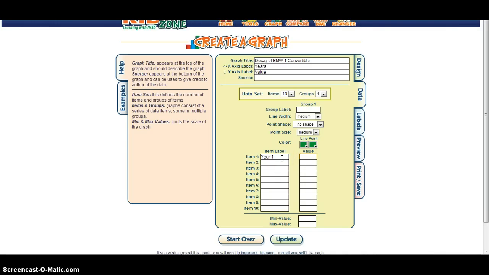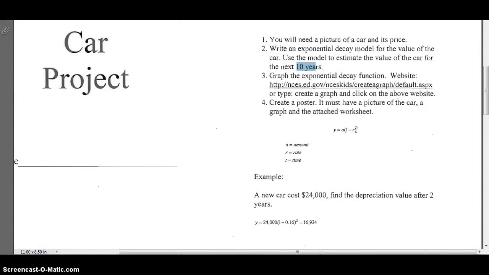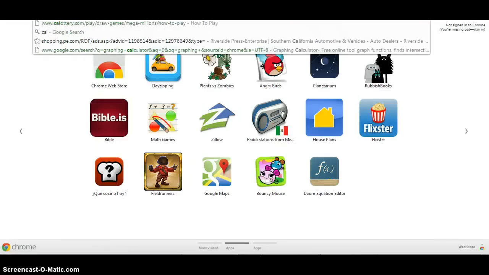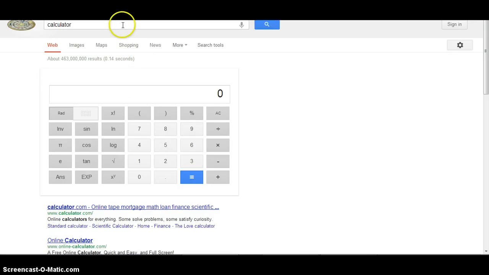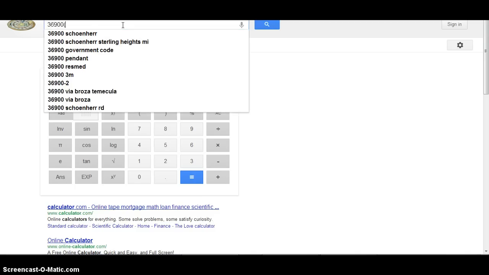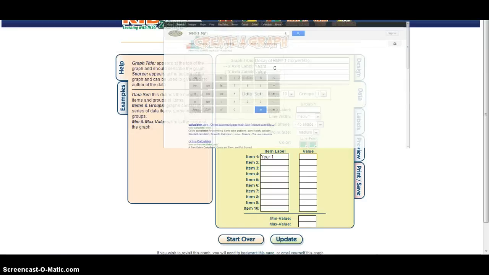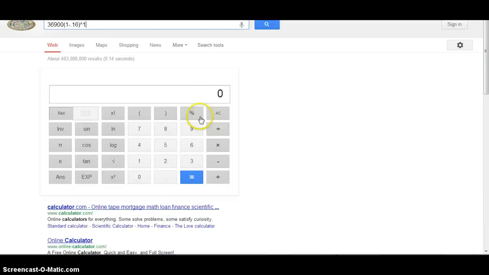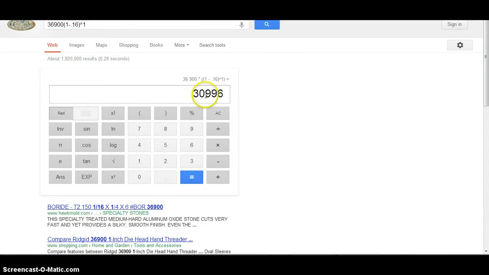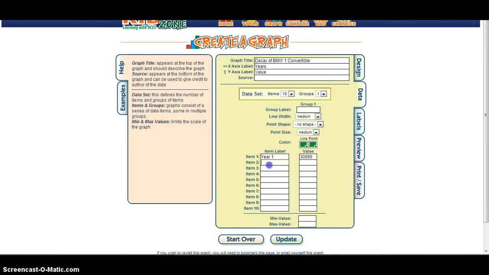This is where you are actually going to have to start plugging values into this formula with your numbers. I'm going to give you just a couple so you can see how you do it, but you would then replace my car value with your information. So let's go into a calculator. Mine was 36,900 multiplied by 1 minus 0.16, raised to the first power. On my Google calculator, whenever you want to do an exponent, you use this arrow. The reason I'm using the first power is because I'm doing the first year. My value then becomes $30,996.